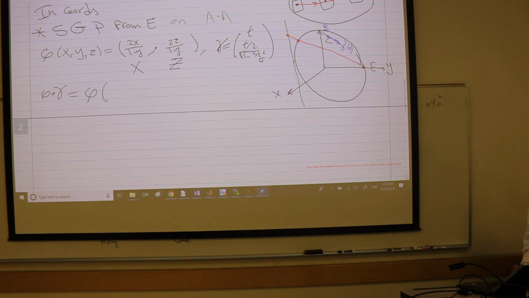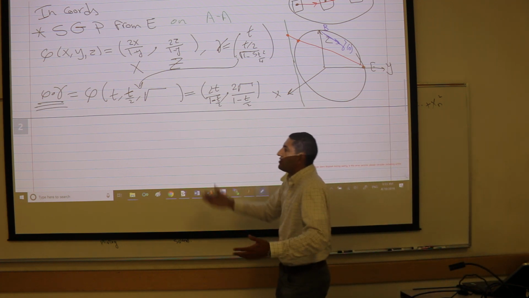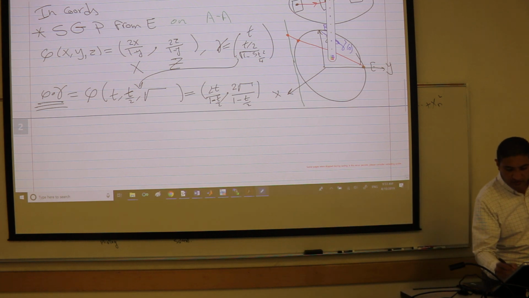So it's phi of this guy. Right? So t over 2 and the square root. Now phi will take 3 numbers and give me just 2 numbers, right? So 2 times the first, divided by 1 minus the second. 2 times the third, divided by 1 minus the second. Okay? Any questions about that? And now this is indeed your gamma. Yeah, we write it phi composed with gamma, but actually it's just my gamma written in coordinates. So this is gamma written in coordinates.